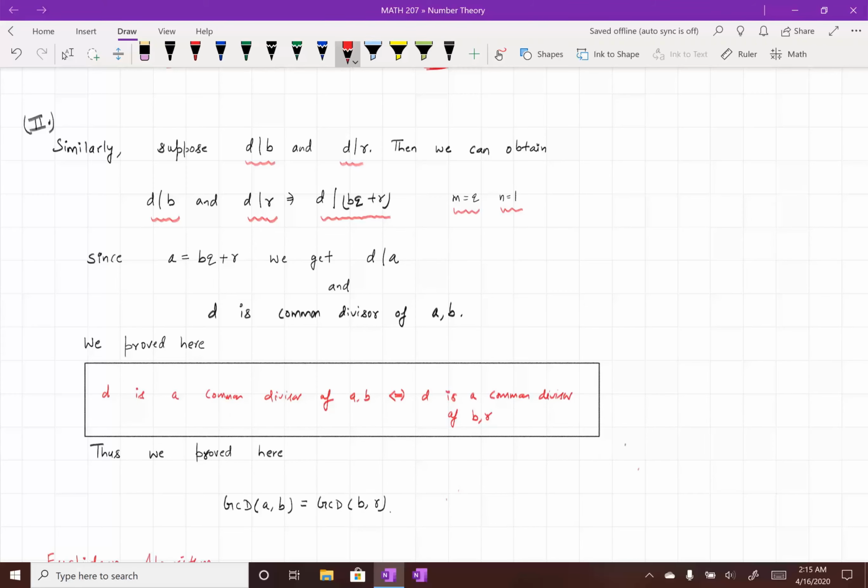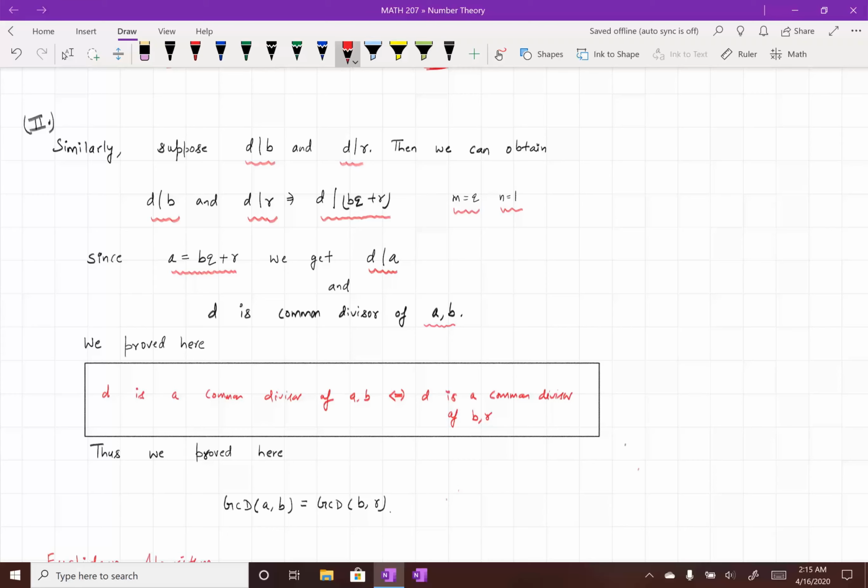And since A is equal to B times q plus R, we can get from there that this implies D divides A. And hence we proved that D is a common divisor of A comma B. So by combining this implication statement and the converse of the implication statement, we proved here D is a common divisor of A and B if and only if D is a common divisor of B and R.